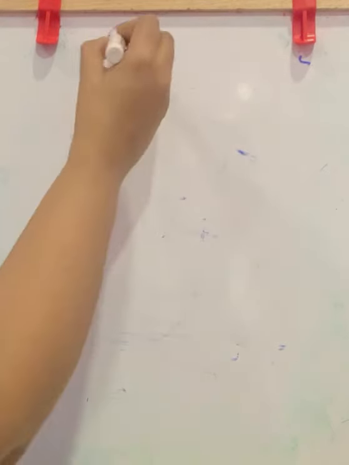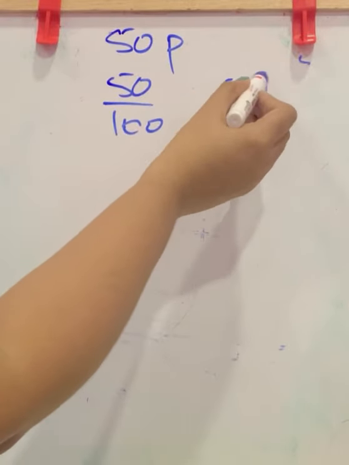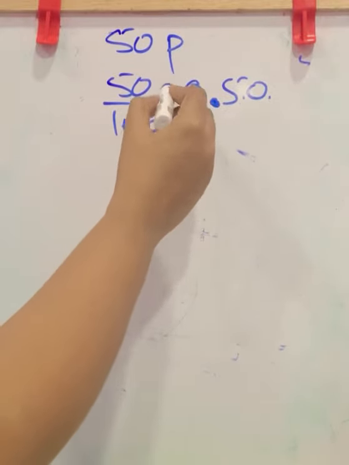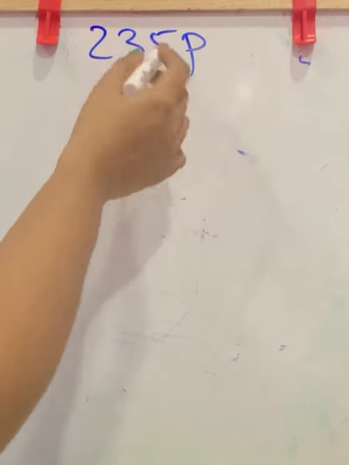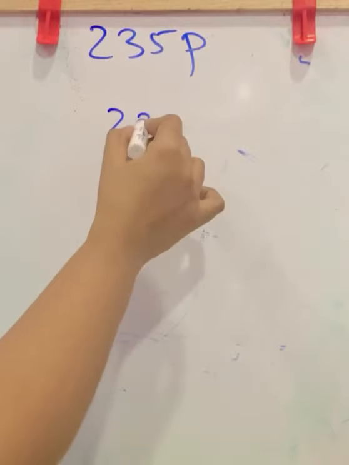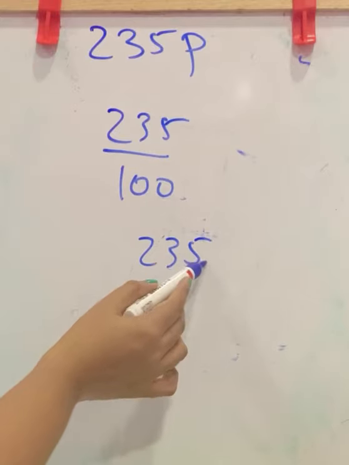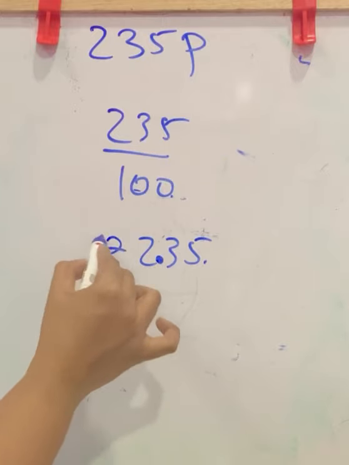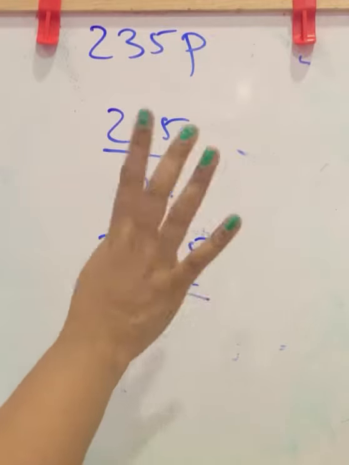77.77 rupees. 50 paise. Paise converting to rupees, division by 100. So 50 means the decimal will be here. 2 places, here it reaches this point. So 0.50 rupees is the conversion of paise to rupees. 235 paise. This you want to convert into rupees. So division by 100. Actually, in 235 the decimal will be here. Now 2 places moving leftward, the decimal reaches here. So rupees 2.35. Don't read it as 35. This is 2.35.